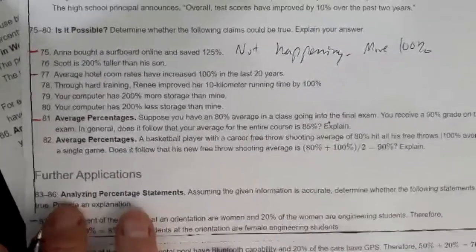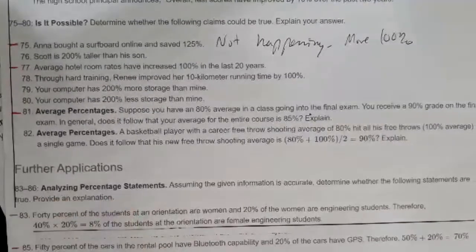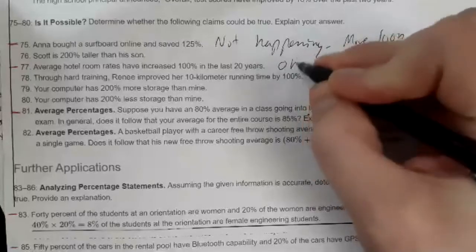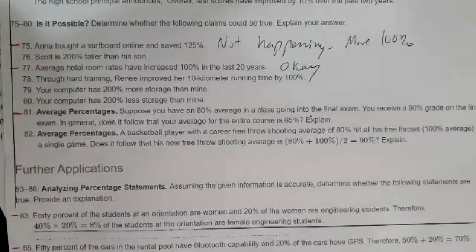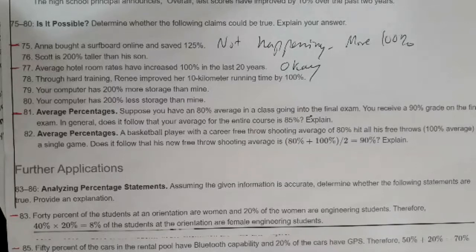Okay, so average hotel rooms have increased 100% in the last 20 years. Is that possible? Yes. That means they basically doubled, right? What would they want? Do they want us to say okay or no? Not possible, they say? They just say possible or not possible is what the book's telling us. Possible. Okay, that's possible.